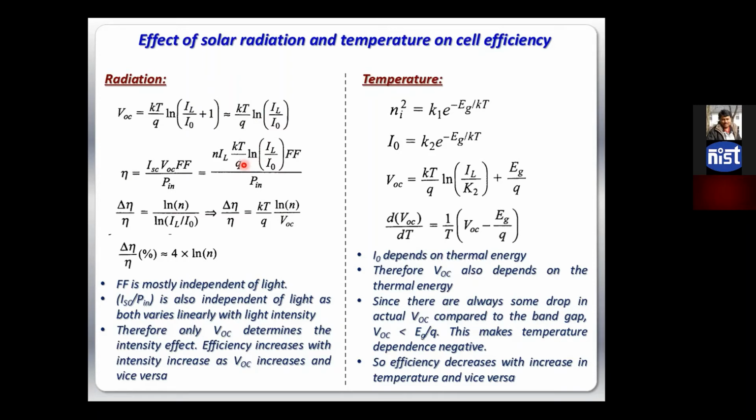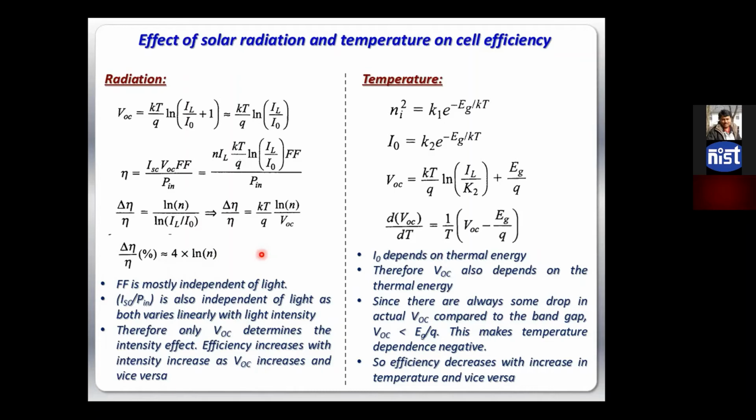Right? Now, if in case with radiation VOC is increasing, the efficiency will increase. If for some material VOC is decreasing with the intensity, then the efficiency will also decrease. For silicon, it has been seen that with radiation it almost increases 4% of its natural value. 4% of increase we have seen for silicon solar cells with radiation.